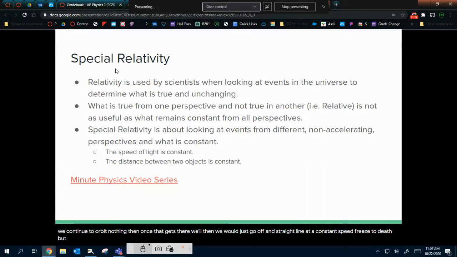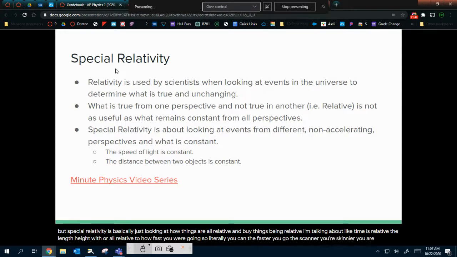But special relativity is basically just looking at how things are all relative. By things being relative, I'm talking about how time is relative, and the length, height, and width are all relative to how fast you are going. Literally, the faster you go, the skinnier you are in the direction you're traveling. For the speeds that we typically travel, it's not very fast at all, and there's not much length contraction in that case.